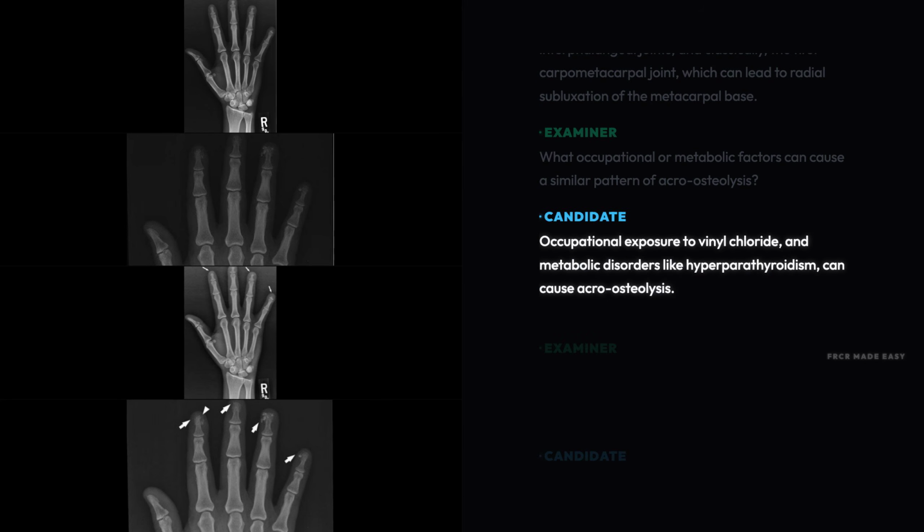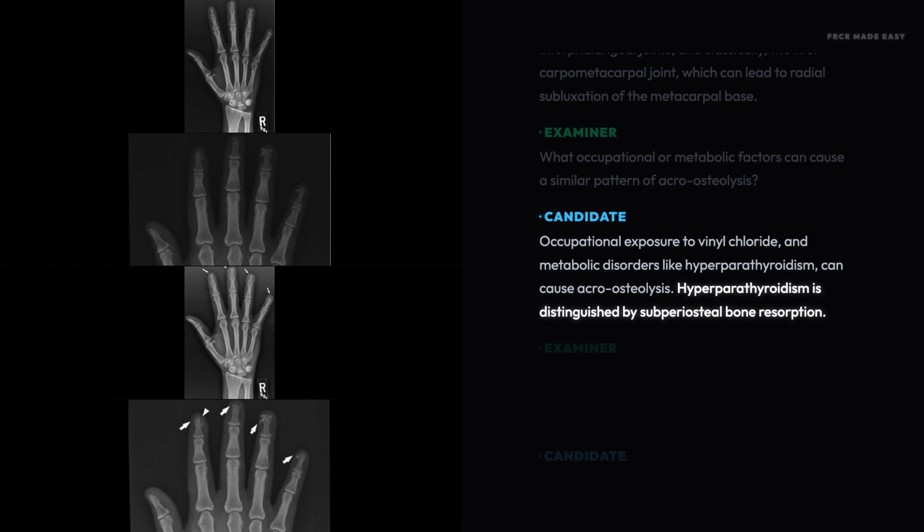Occupational exposure to vinyl chloride and metabolic disorders like hyperparathyroidism can cause acro-osteolysis. Hyperparathyroidism is distinguished by subperiosteal bone resorption.